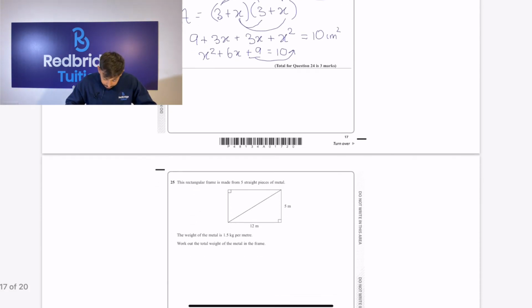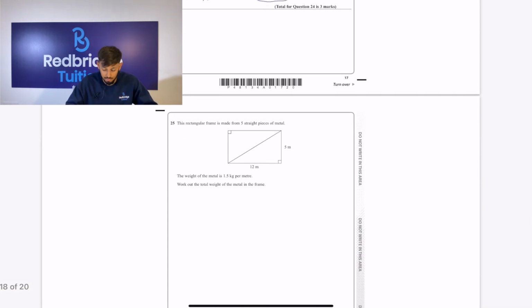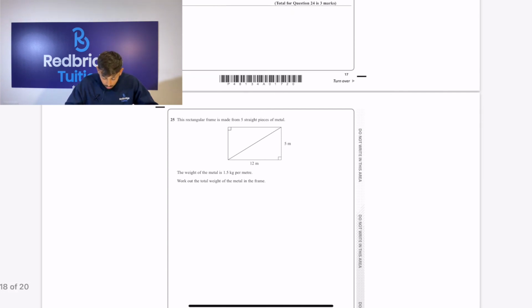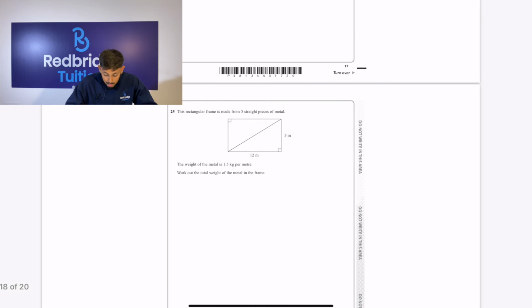Okay, moving on to question number 25. The rectangular frame is made from 5 straight pieces of metal. This is in the shape of a rectangle. The weight of the metal is 1.5 kilograms per meter. Work out the total weight of the metal in the frame. Now the 5 straight pieces of metal that they're talking about in the question is the 4 sides, which are the length and the base of the rectangle, and the 5th length is the diagonal in the center.